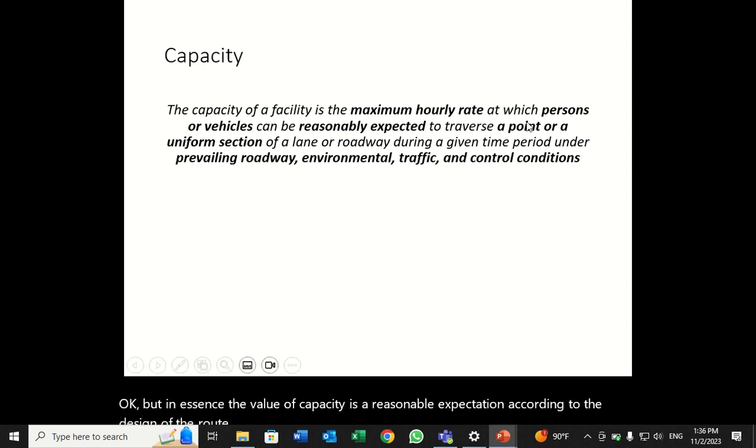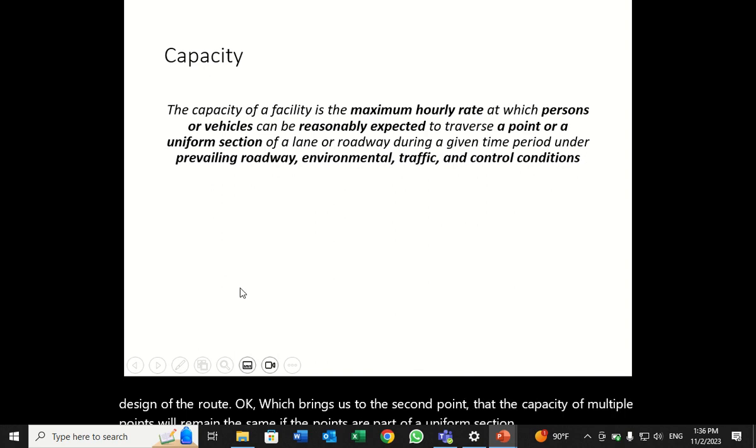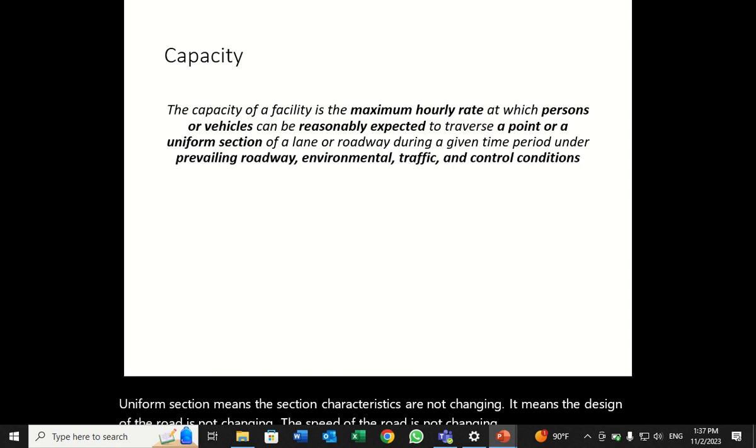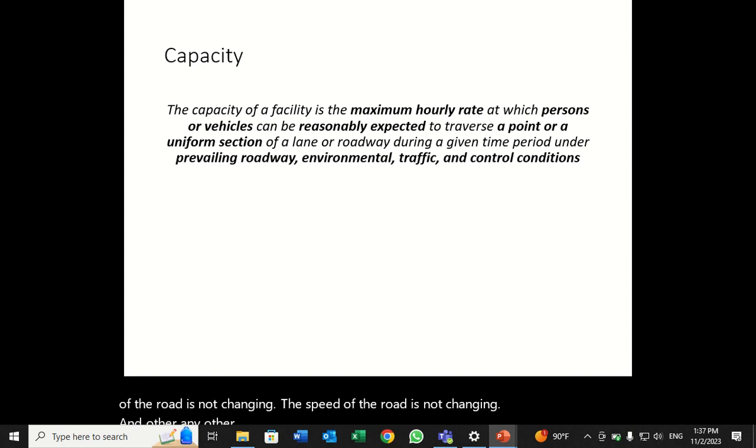Okay, which brings us to the second point, that the capacity of multiple points will remain the same if the points are part of a uniform section. Uniform section means the section characteristics are not changing. It means the design of the road is not changing, the speed of the road is not changing, and any other conditions are not changing. We will discuss these conditions now. So a series of uniform points have same capacity.